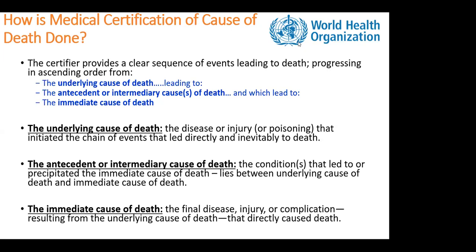The antecedent or intermediate causes of death are conditions that led to or precipitated the immediate cause of death, but they lie between the underlying cause of death and the immediate cause of death. And the immediate cause of death is defined as the final disease, injury, or complication, which resulted from the underlying cause of death and then directly caused the death. We'll look at specific examples of this. And I hope also from the two scenarios, you were able to identify what the immediate cause of death was, what the intermediate causes of death were, and what the underlying cause of death was.